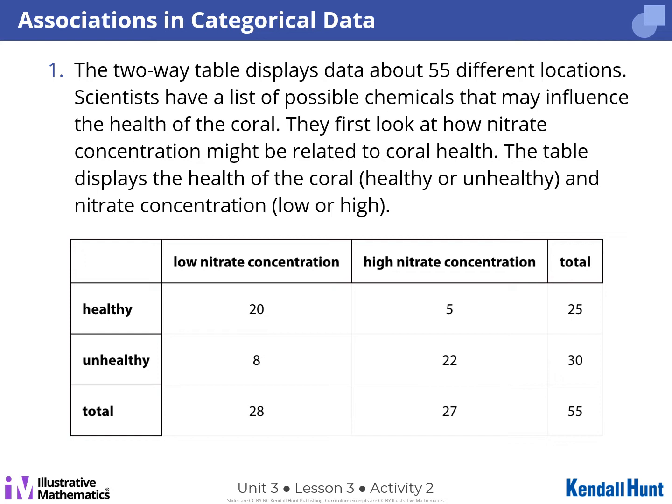We have 20 and 8 for a total of 28 measures in the low nitrate concentration. Then we have our high concentration where we have 5 healthy coral and 22 unhealthy coral for a total of 27 coral. We're going to use the 28 and 27 as our denominators to create our relative frequency table.